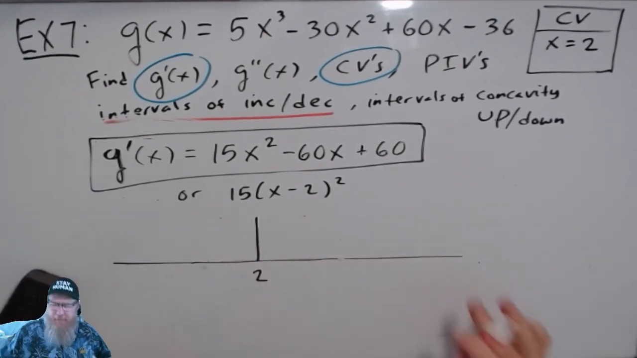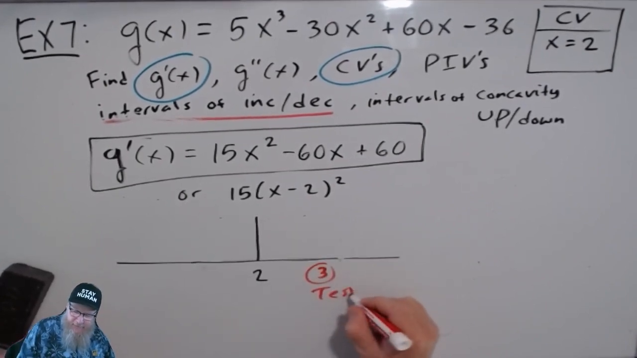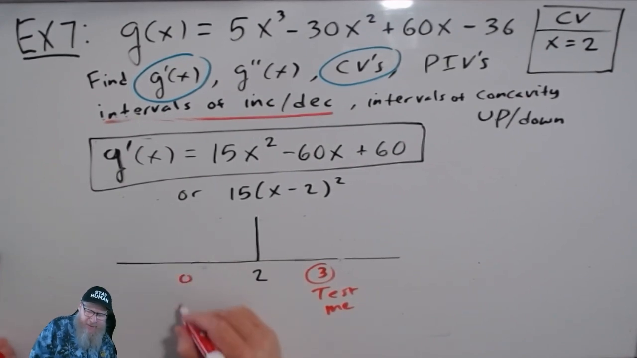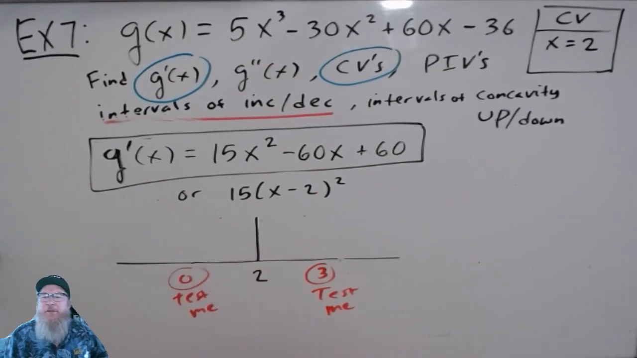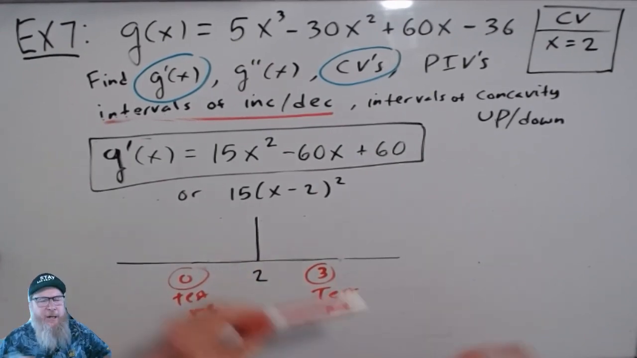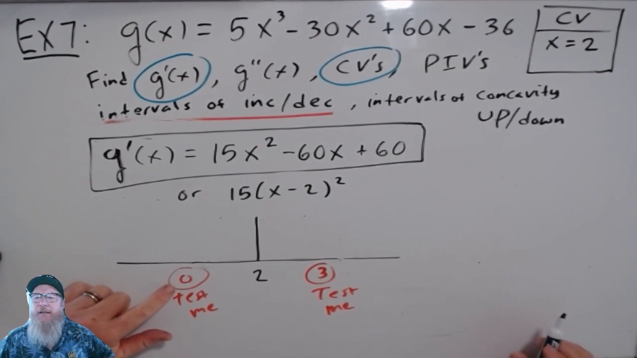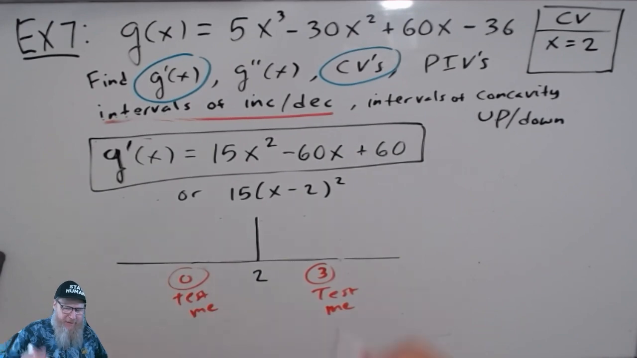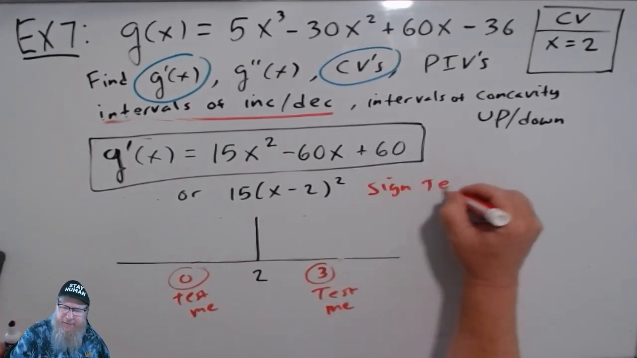We're going to test a number to the right, say 3, and a number to the left, let's say 0. Remember, you get to pick your test numbers. You could have also done 1. I always pick 0 whenever it's possible. It's a very easy number to test. All right, so this is the first derivative sign test. Remember, all we care about is the signs.